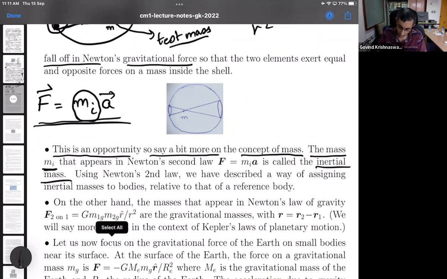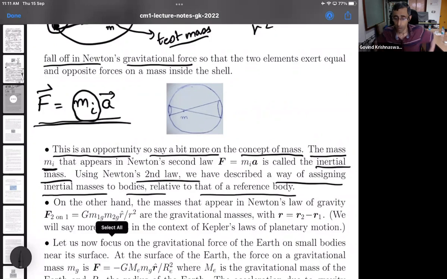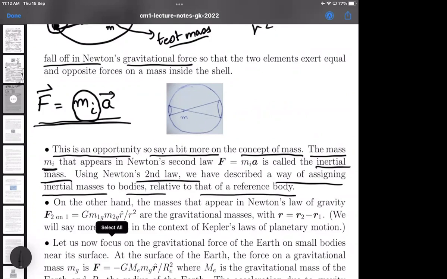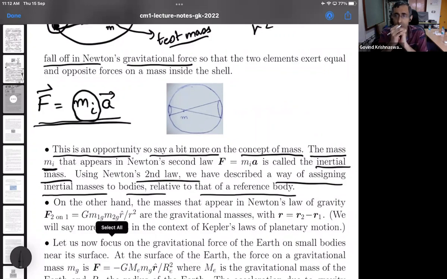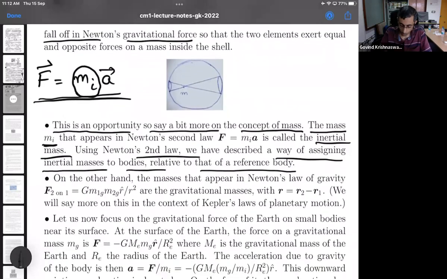Now we have described, using Newton's second law, a way of assigning inertial masses to bodies relative to that of a reference body. Remember the method we adopted last time, that A2 by A1 thing. You apply the same force, find the accelerations, take the quotient of accelerations, and thereby find the quotient of inertial masses. So then you know the mass of any body as a multiple of the mass of a reference body. So suppose you have done that and assigned inertial masses to all the bodies of interest. That is as far as inertial mass is concerned.